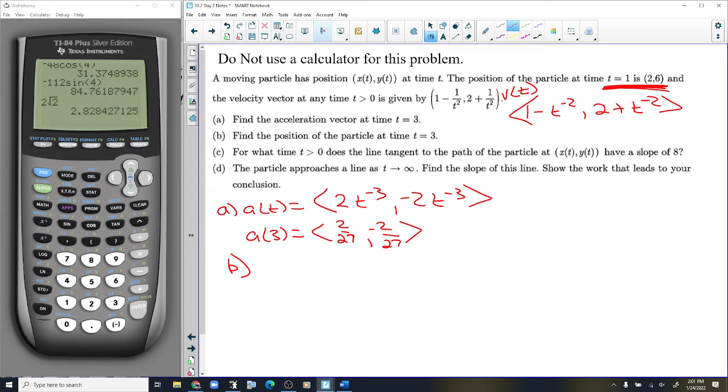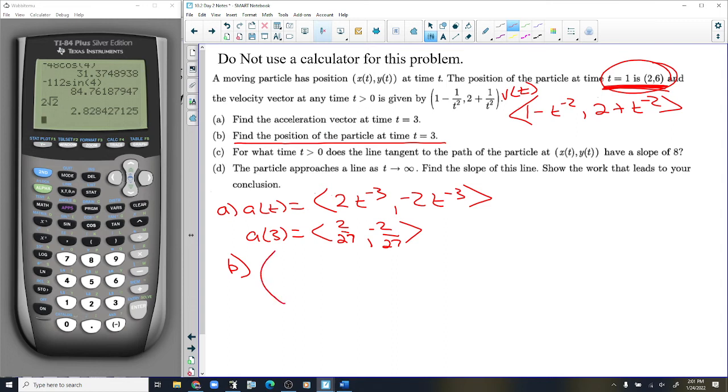Find the position of the particle at time t equals 3. This is why I grabbed this one. C and D are pretty tough, but I don't know if you'll see these, but we'll do them anyway. B. Can we do B? Find the position of the particle at time t equals 3. And they told us where we're at t equals 1. So we are going forward with this one, which is good. We're not going backwards.